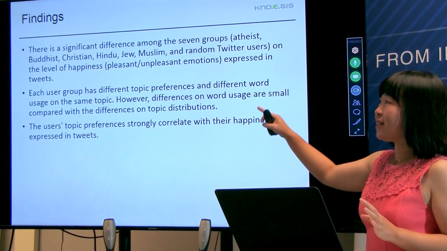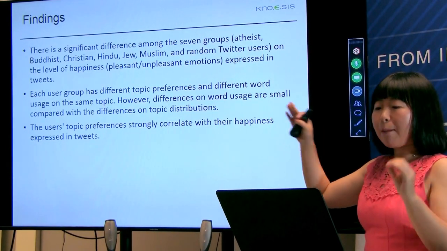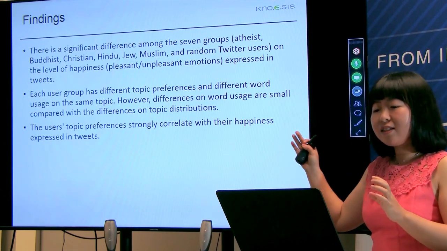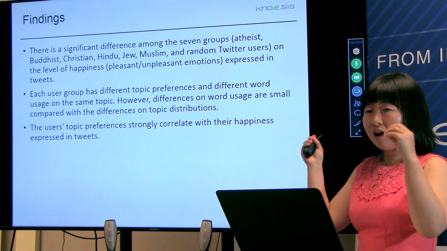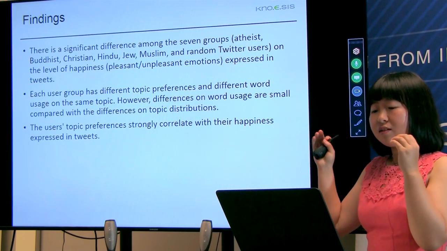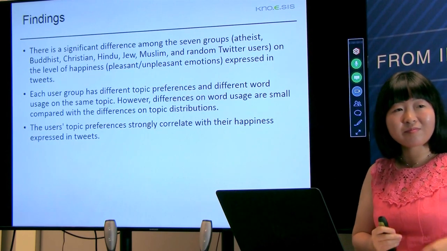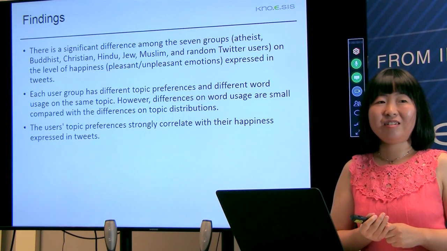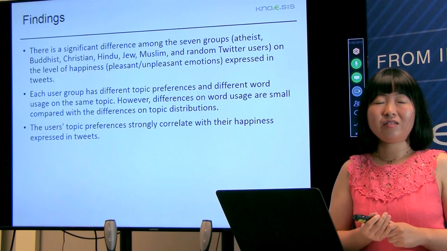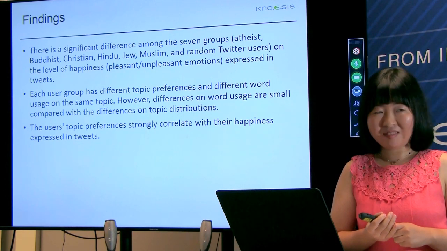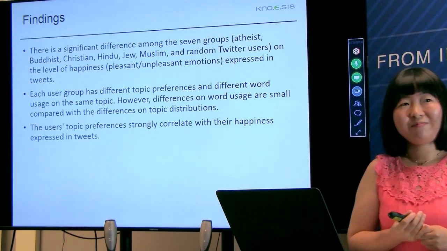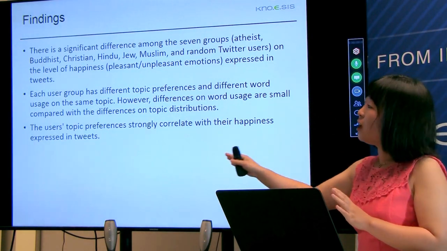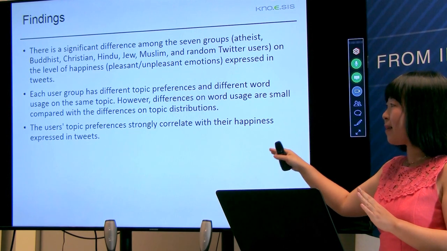So some general high-level findings are that there is a significant difference among these seven groups of users in expressing happiness in their tweets. And each user group has a large difference in topic preference. Although there is one challenge, it is all based on the US? Yes, US. So the point is that the happiness of Muslims in the US or Jews in Israel may be different. Also we find that the word usage is not that different compared with topic preference, and topic preference strongly correlates with their happiness expressed in tweets.